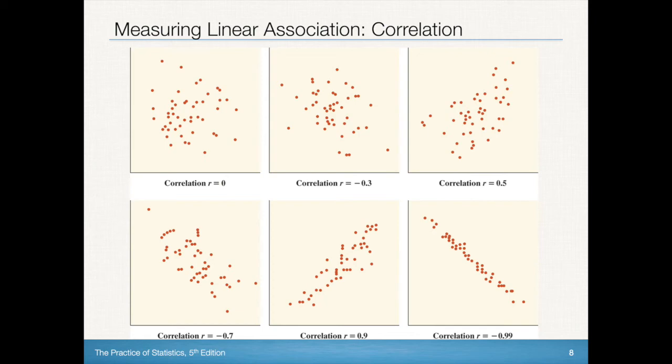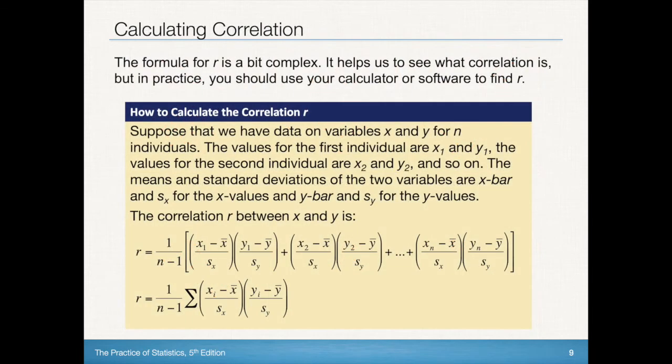Now, to calculate the correlation, there is this big ugly equation that you see at the bottom here. The important thing that you need to understand by this equation is if you take a look at the very last equation, it says that it's x minus x bar over s sub x times y minus y bar over s sub y.